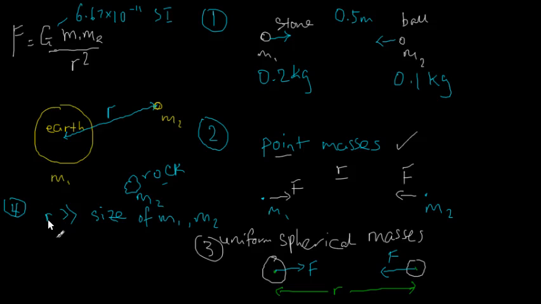As long as the distance between the two masses is large compared with this funny symbol here, the double greater-than sign, which means a lot larger than, as long as the distance in between is a lot larger than the sizes of the two masses, then the formula, this is my law, will be approximately correct. So I can still use it to some reasonable accuracy.